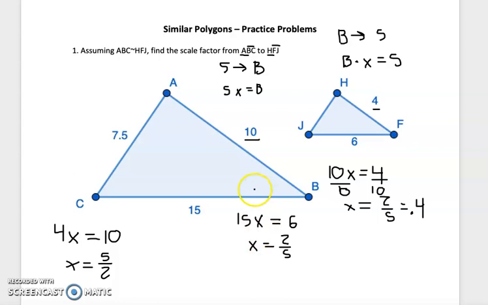Again, we can use a rule of thumb that if we're going from big shape to small shape, that means our factor is going to be less than 1. And if we're going from small shape to big shape, like we were doing on this one, our scale factor is going to be greater than 1.